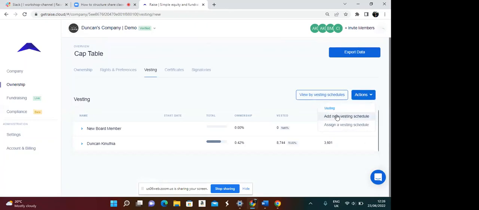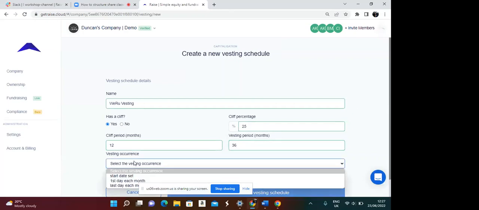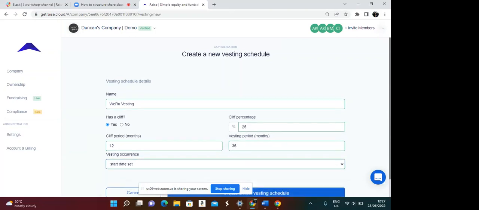According to the illustration, we will name this vesting schedule VRU vesting. We have a cliff percentage of 25, and the cliff period is 12 months. And 36 months will be the vesting period for those shares. The reason is that, cumulatively speaking, the 12-month cliff period and the 36-month vesting period add up to 48 months, which is 4 years, according to our illustration. And for the vesting, we can choose for it to start on the date set according to the agreement.